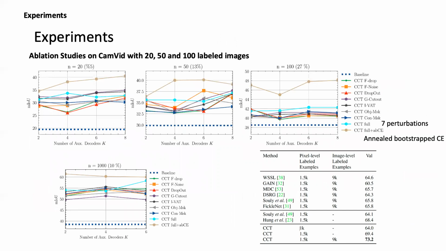This is the result. They first performed the ablation studies to see the effect of the number of auxiliary decoders and the number of perturbations included. Overall, there was a significant gap between each of the perturbations used here, which confirms the effectiveness of enforcing the consistency over the hidden representations. This work outperforms previous work relying on the same level of supervision and even methods exploiting image level labels.